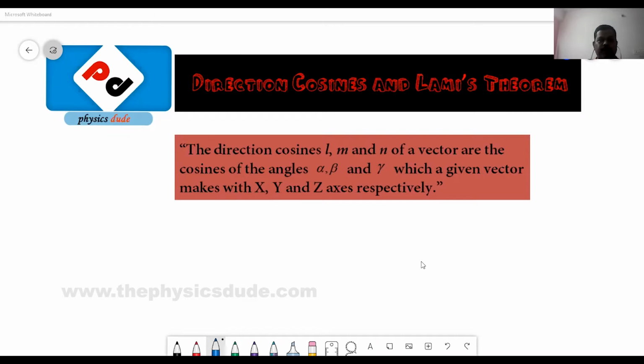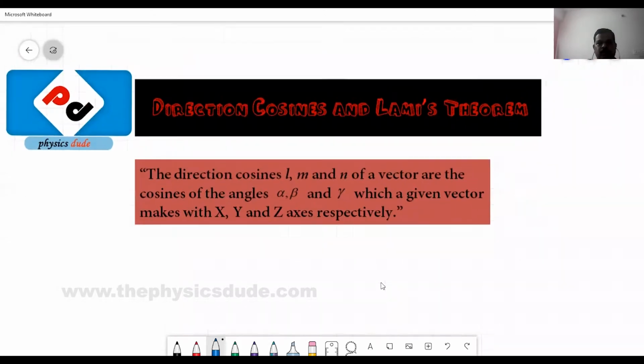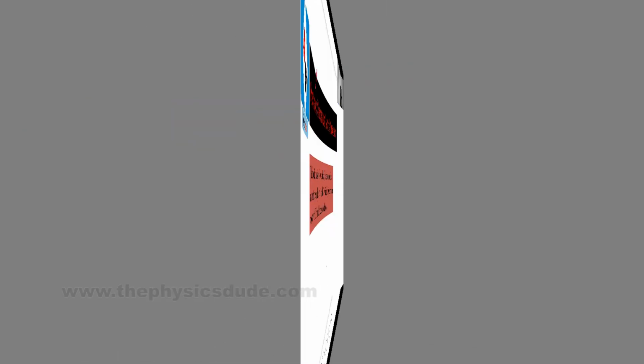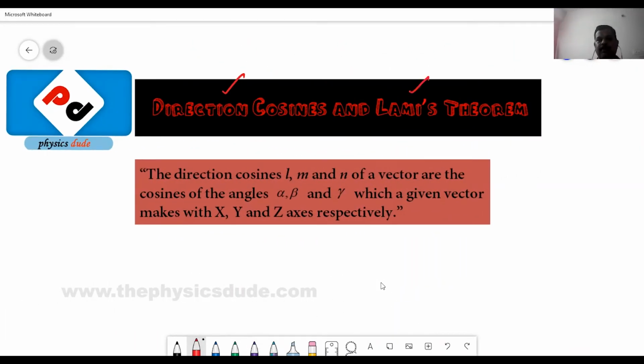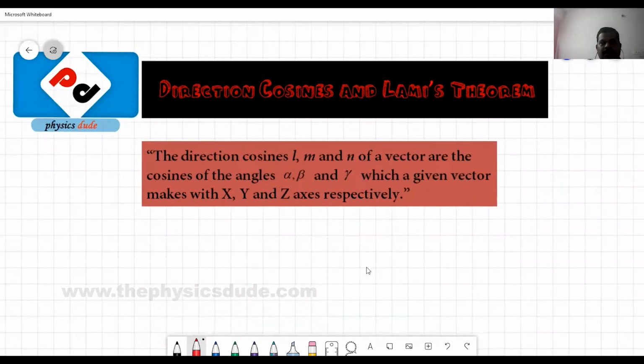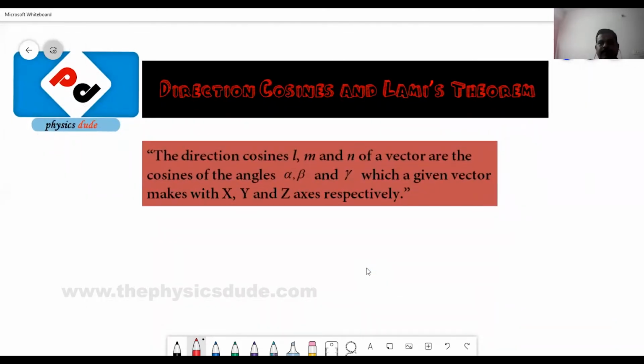Today in this video, I'm going to explain two important concepts. One is called the direction cosines. It is also an application of dot product. And another one is what is Lami's theorem, how it is used to solve the problems. Let us see. First, let me explain what are the direction cosines and what are the applications of it.